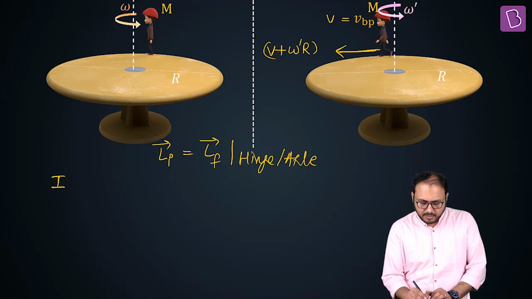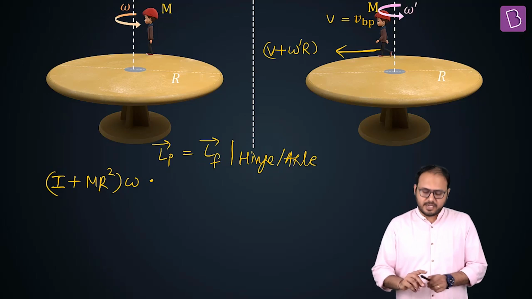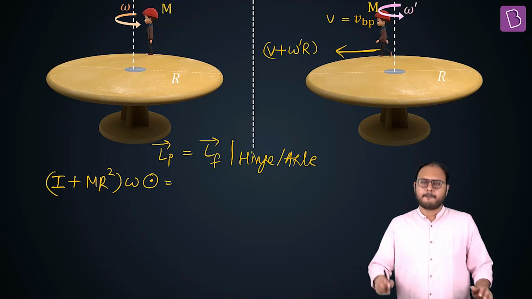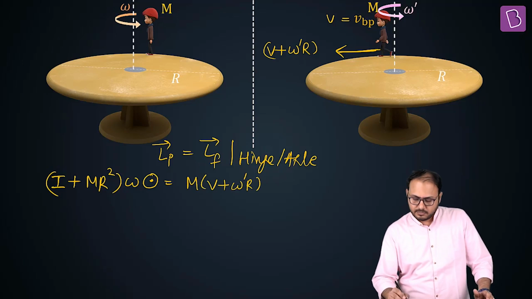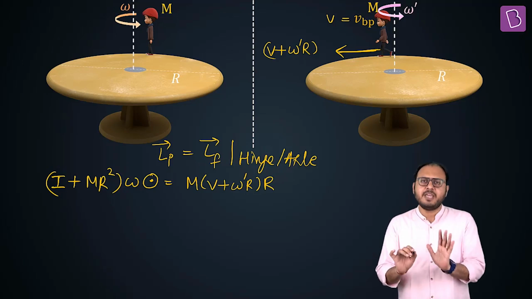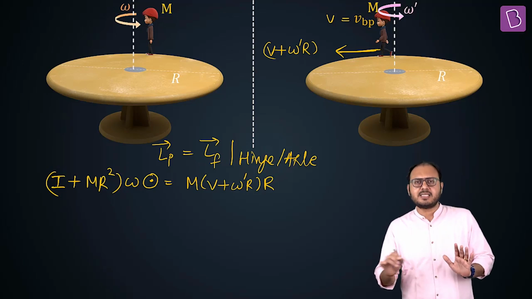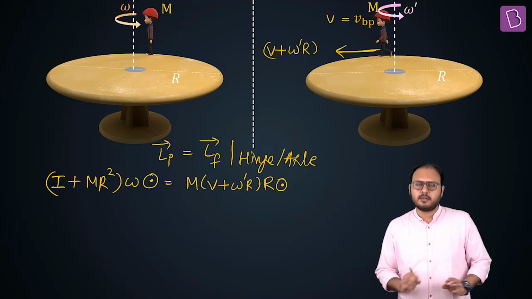So initially, I plus mr square, omega. Clockwise or anti-clockwise? Anti-clockwise, so it's a dot. Now write the boy separately and the platform separately. The boy has mass m, and the boy's velocity is v plus omega dash r. So it is mvr: m is mass, r is r, and v is v plus omega dash r. Going clockwise? Yes, sir. Dot again.